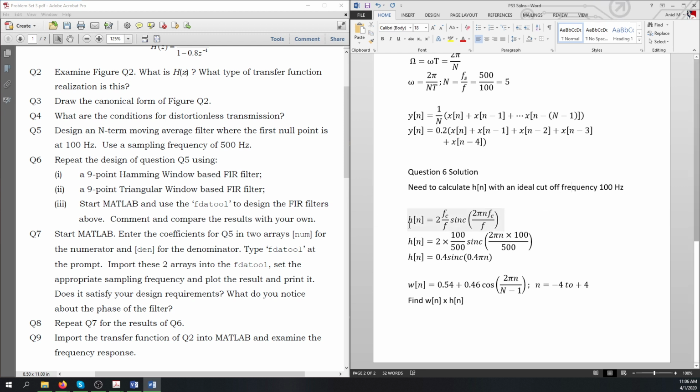The first thing after we have this equation here is that we need to know what the ideal cutoff frequency is. Now in question 5 here, they talk about how there's a first null point at 100 Hz. A null point at whatever frequency that is could be treated as your cutoff frequency. So we say fc here is equal to 100 Hz. Fs was given to us, which is 500 Hz. So we just substitute that into the h of n equation accordingly, and we get h of n in terms of sinc into this nice form here.